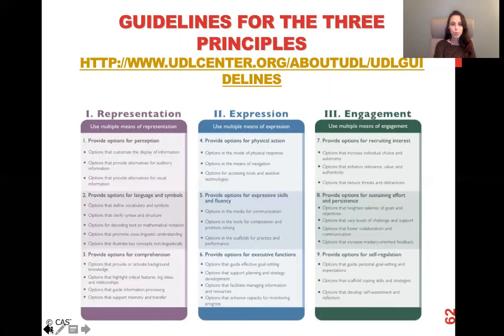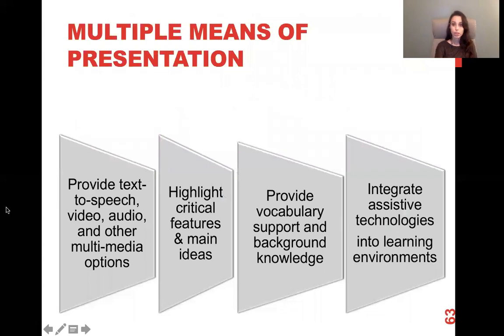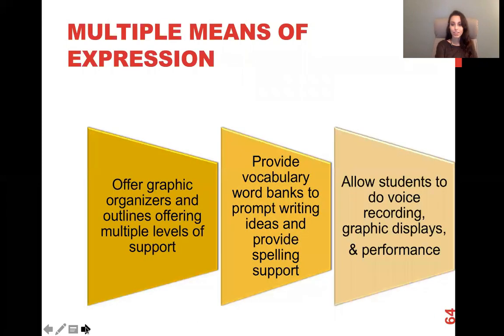So remember, we have representation, expression, and engagement. These are actual examples of what you can do. You can provide text to speech, video, audio, and other media options, highlight main features, provide vocab support, give them background knowledge before you read. I've seen teachers do that where they'll go through as they're reading and highlight and say, okay, what does that word mean? And they give them all these different examples. So when they're reading, now it's coming alive because before they wouldn't have known what it meant. You can use assistive technology as well, videos and all kinds of things.